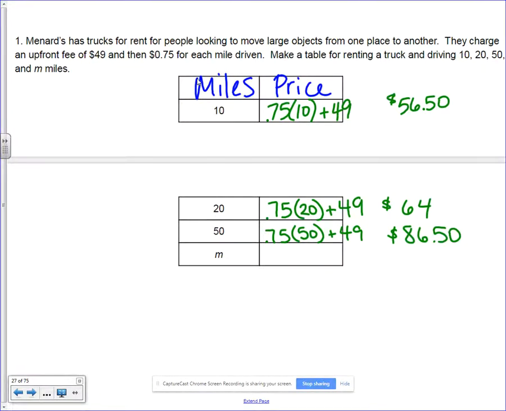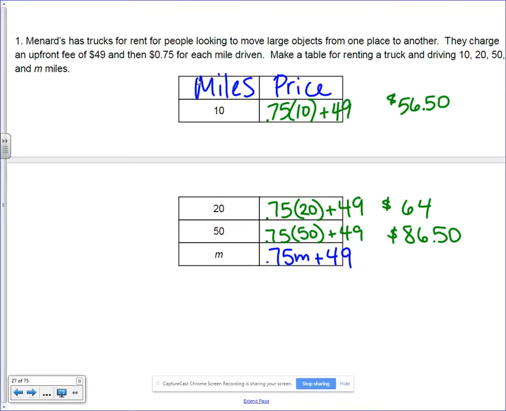Okay, so now I want you to look at the pattern that we had here, and can you write me an algebraic expression for m miles? Look at our pattern here in green. Perfect, Mr. Crawford. So now I can do this for any number of miles. I can do it for 72, I could do it for 13. Any number of miles I would plug in there for m. Doing all right? Moving on.